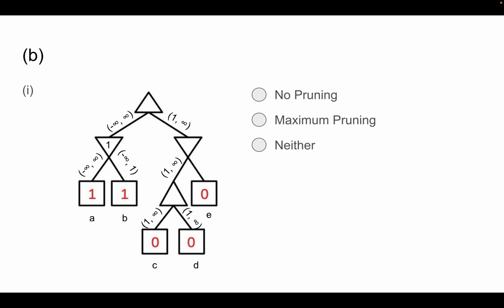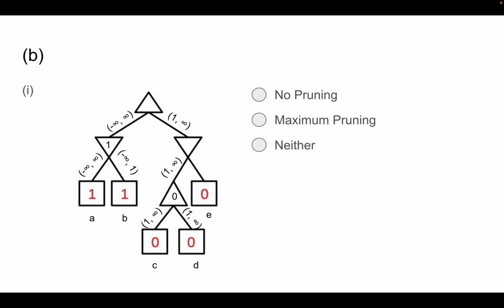Then we can just evaluate the value of this max node down here. It's going to be equal to 0. Now, since we've evaluated this child of this min node to be equal to 0, we can update the value of beta.